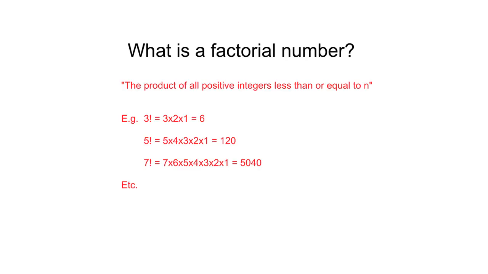So hopefully you found out the factorial of a non-negative integer, n, is the product of all positive integers less than or equal to n. We represent this in mathematics as n exclamation mark. So 3 exclamation mark, the factorial of 3, is the result of 3 times 2 times 1, or 6. 5 factorial is 5 times 4 times 3 times 2 times 1, or 120. 7 factorial is 5040, and so on and so forth.